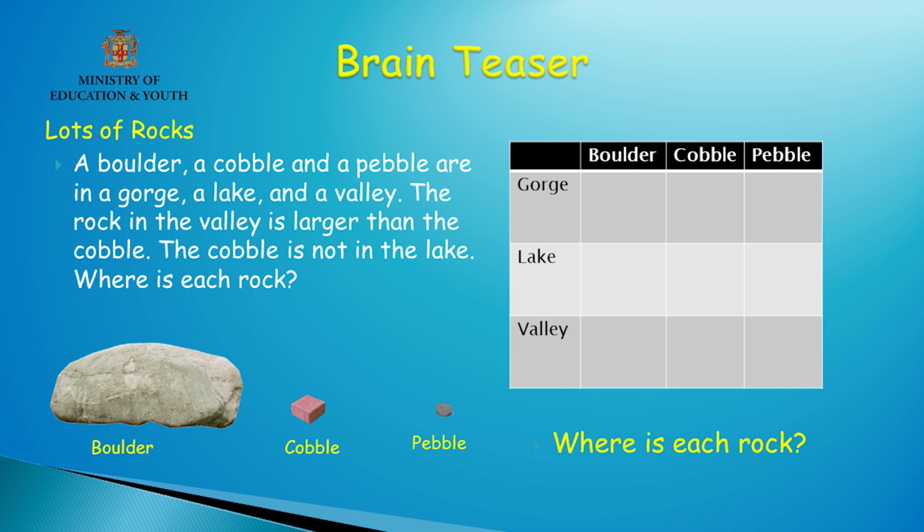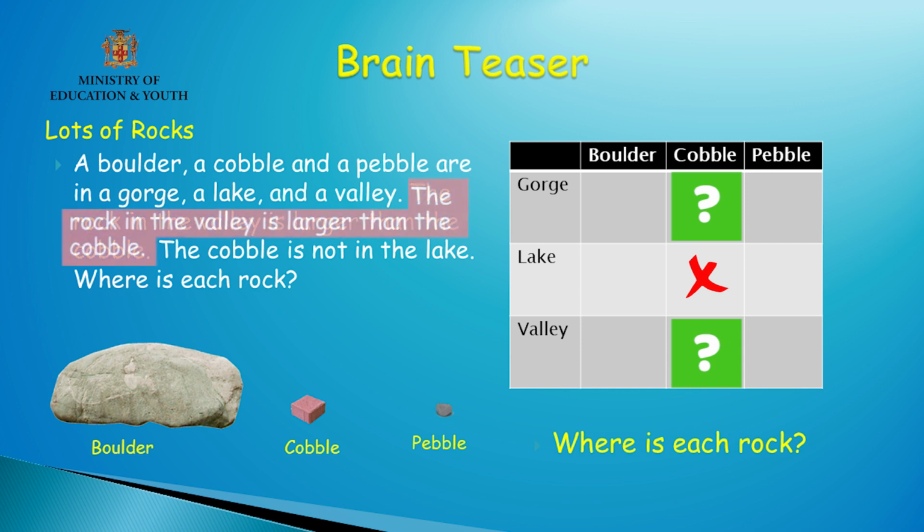We are told that the rock in the valley is larger than the cobble. So obviously the cobble is not in the valley. Yes? And we know that the cobble is not in the lake. Good? All right, so let's see if we can find out where we place each of these rocks. Have you worked it out yet?